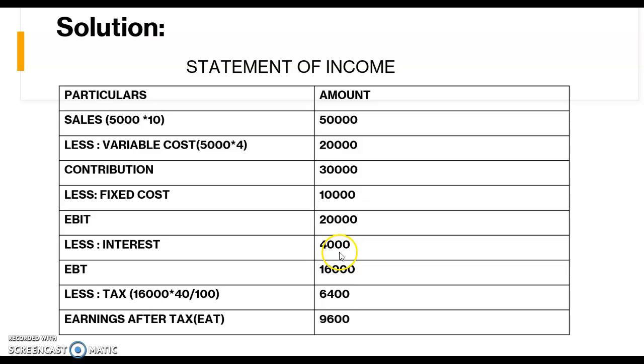Less interest. Interest amount is rupees 4,000. We deduct interest from EBIT and we get earnings before tax, EBT. So 20,000 minus 4,000 is equal to 16,000. From EBT, we deduct the tax. Tax is 40%, so 16,000 into 40 divided by 100, tax amount is 6,400. So earnings after tax, EAT, is equal to 9,600. If preference dividend was there, we would deduct it and then get the surplus profit. In this problem, preference dividend is not there, so earnings after tax itself becomes the surplus profit for the equity shareholders. So we have prepared a statement of income, and found the contribution, EBIT and EBT.